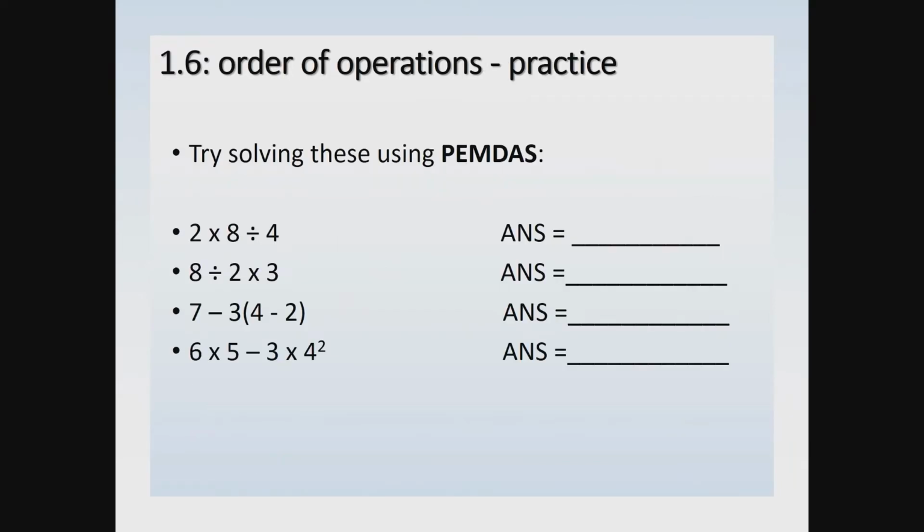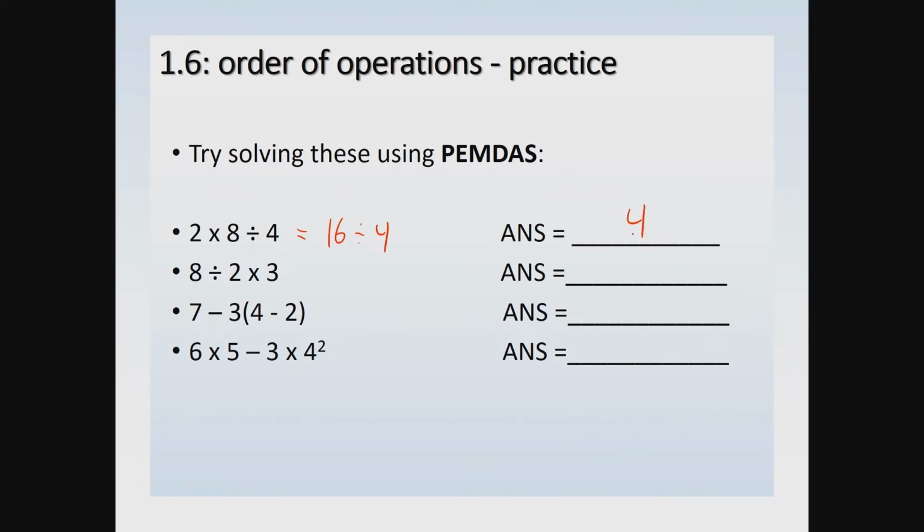So let me give you some examples of how to solve these problems, doing them in the correct order of operations. You see 2 times 8 divided by 4. What you see there is a multiplication and division. With the rule of multiplication and division, you do the one that comes first. There, multiplication comes first. So here we want to multiply 2 and 8, which is 16. And then you do the division by 4. The answer you get is 4.